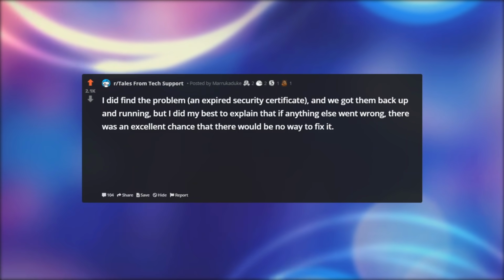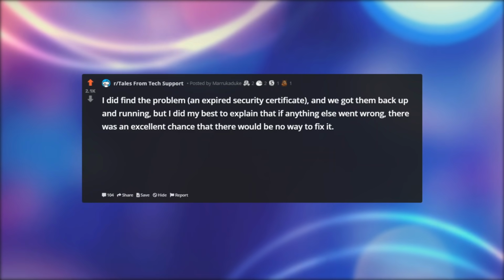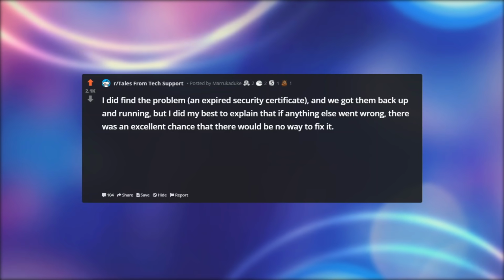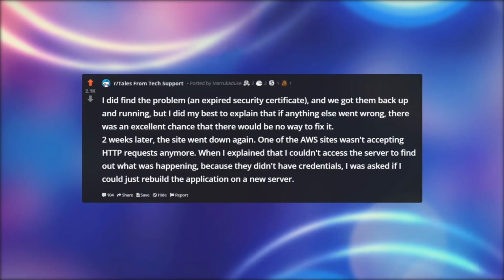I did find the problem, an expired security certificate, and we got them back up and running, but I did my best to explain that if anything else went wrong, there was an excellent chance that there would be no way to fix it. 2 weeks later, the site went down again.